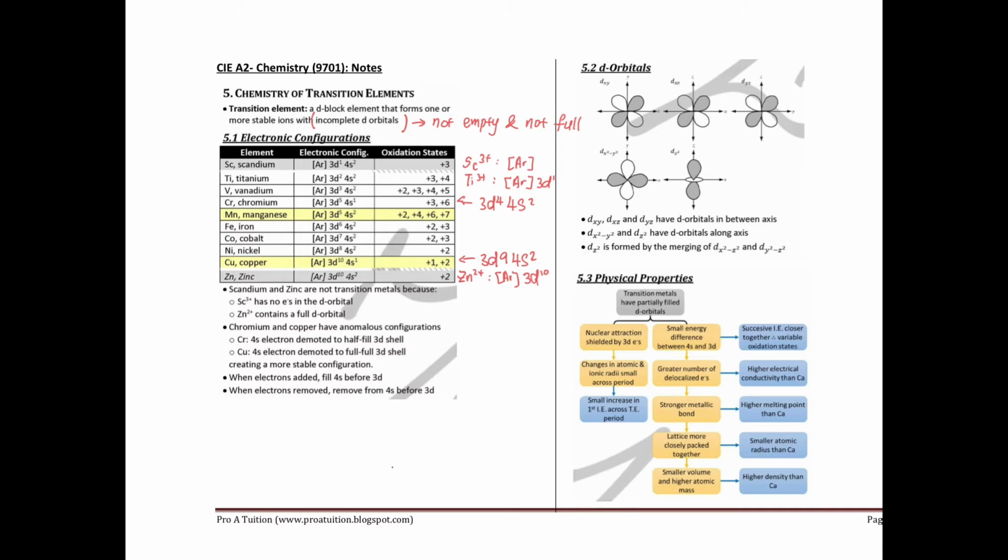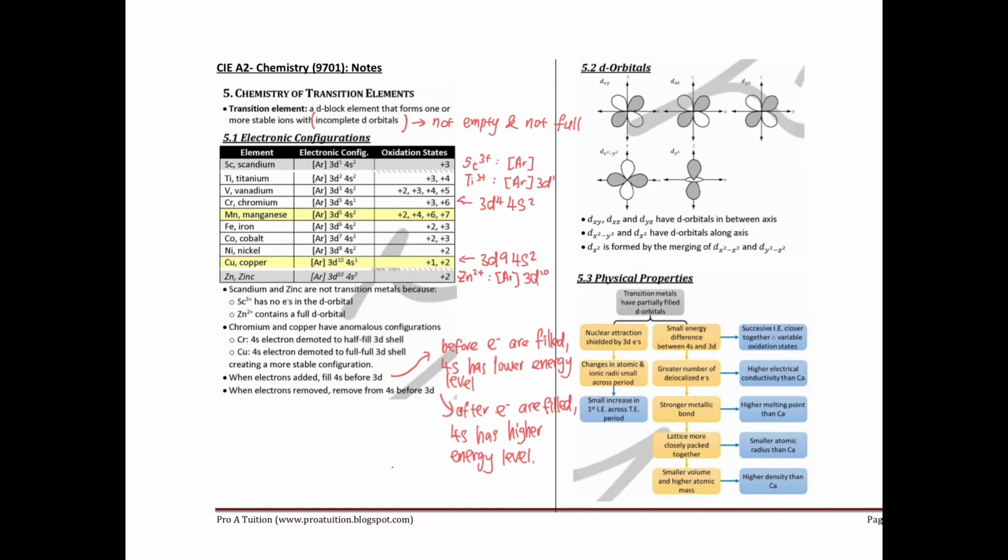Okay, so I put it here. Before electrons are filled, 4s has lower energy level. After electrons are filled, 4s has higher energy level. So that is the reason. Okay, so we just move on.